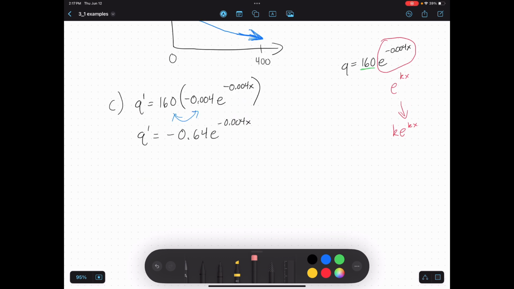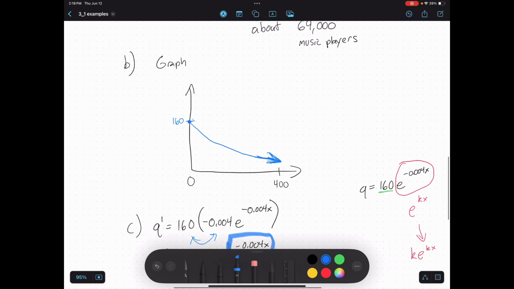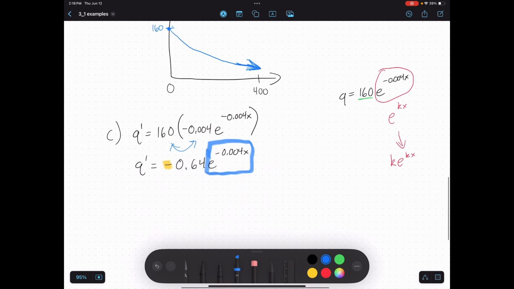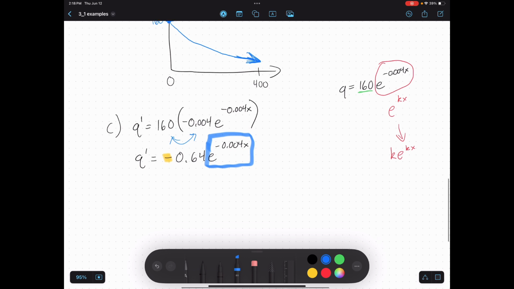And I want to point out something. This derivative is negative. Remember, the exponential piece will always be positive, and so having a negative coefficient means the derivative will always be negative. Does that make sense? Remember, the function is a decreasing function, meaning that the slope will always be negative, and therefore the derivative should always be negative. So I just wanted to point that out real quick.